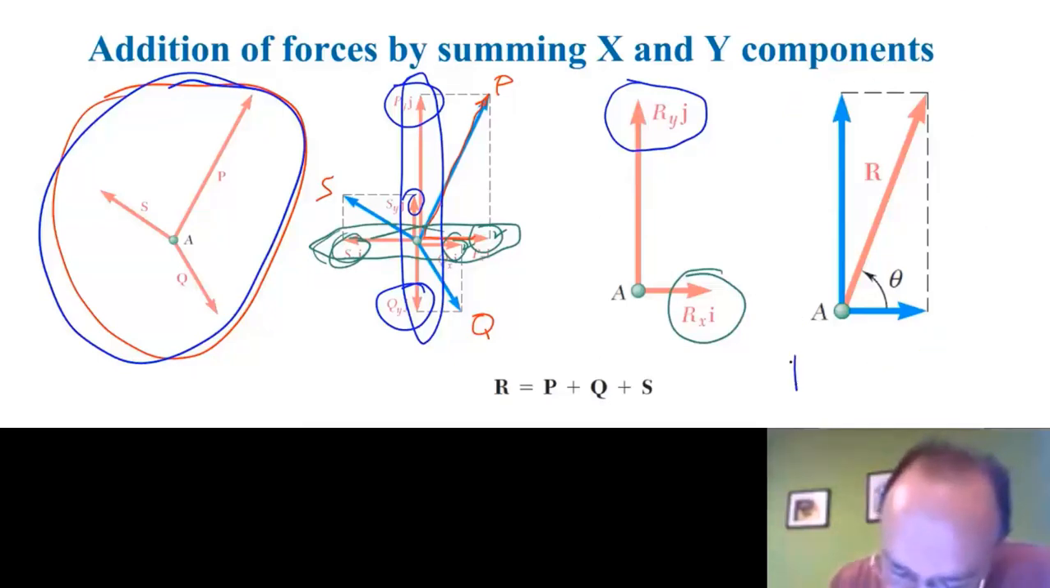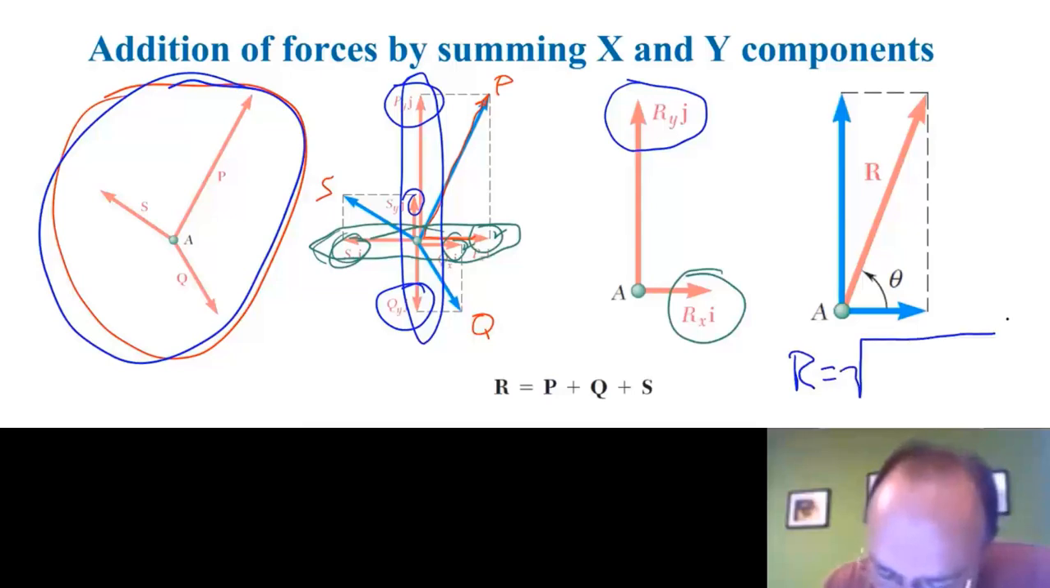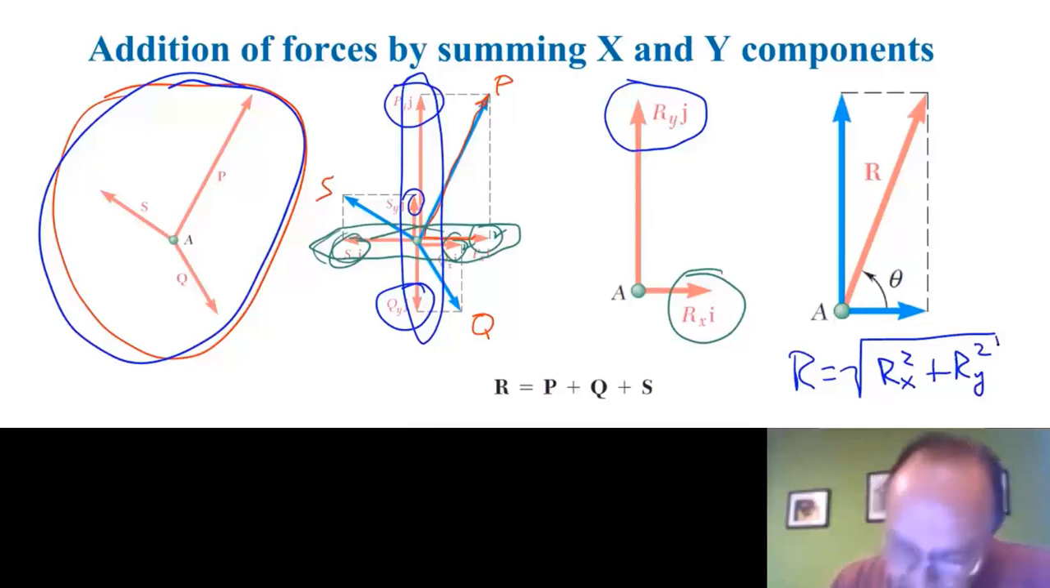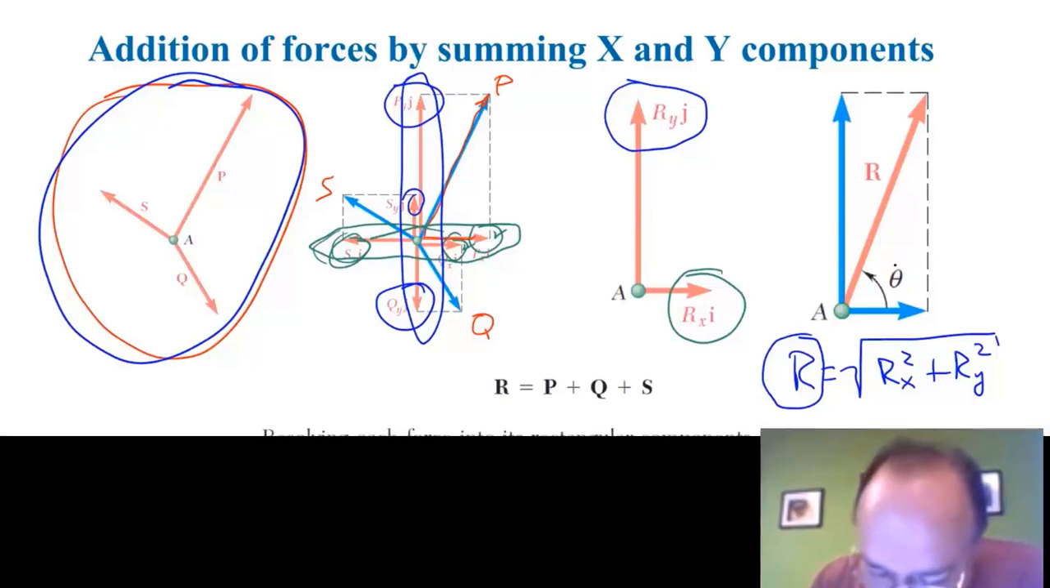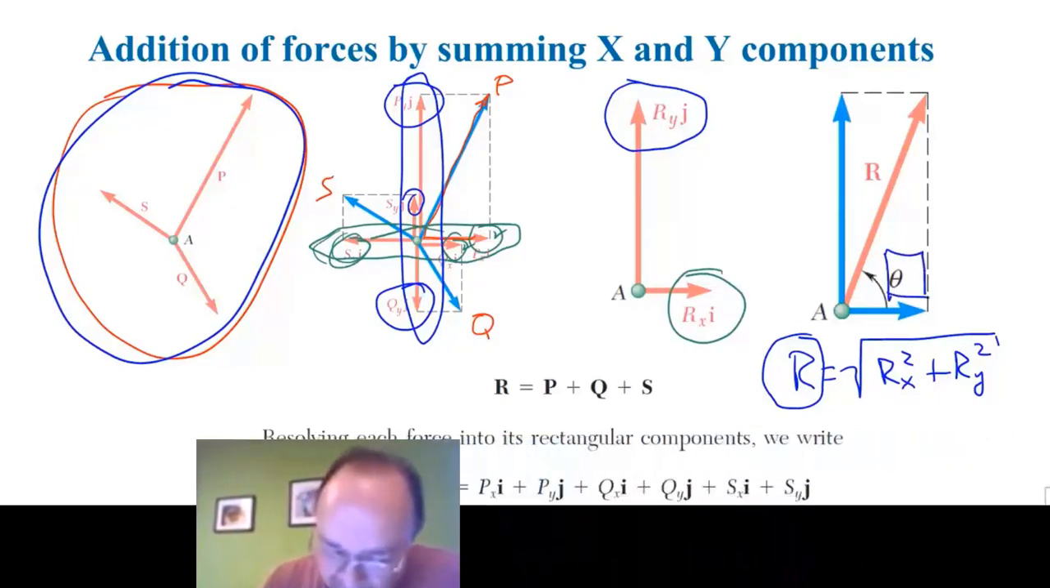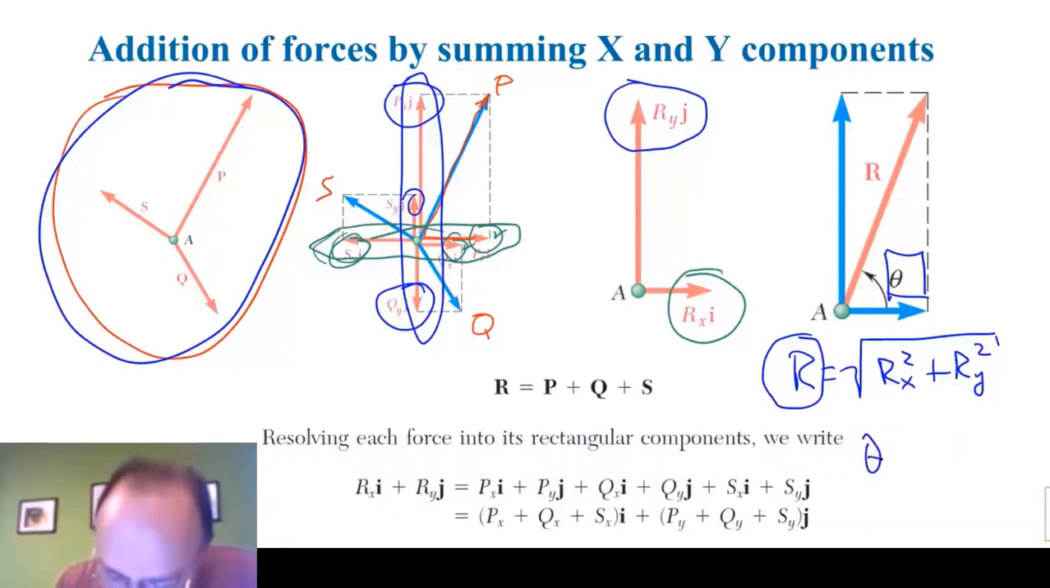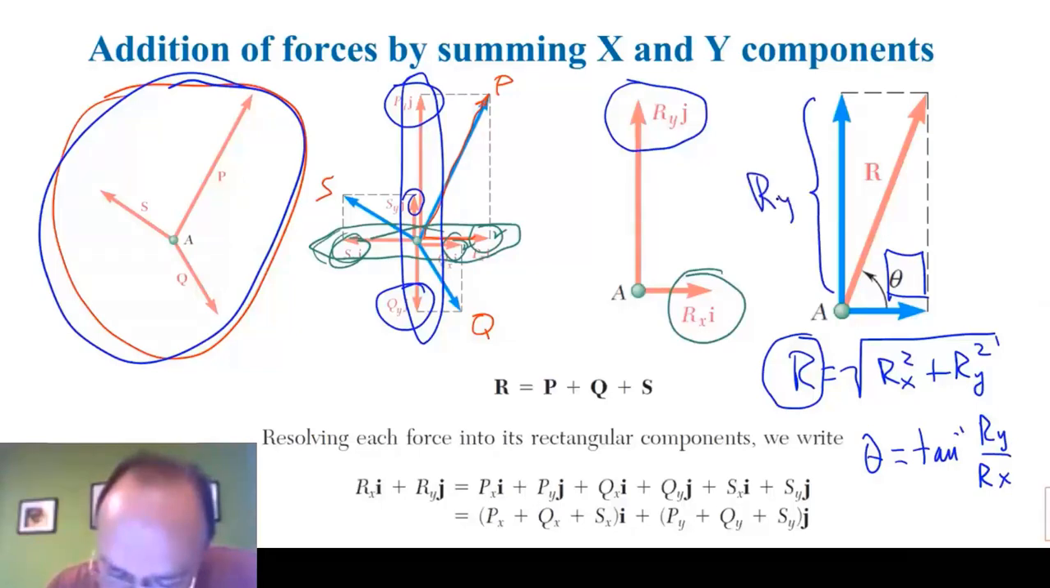And you have already the Pythagorean, right? The resultant will be the magnitude of Rx squared plus Ry squared, right? That's the magnitude of the resultant. And the direction will be given by this angle here. And this angle here, you get it by doing the arctangent of Ry over Rx, where this is Ry and this is Rx, right?